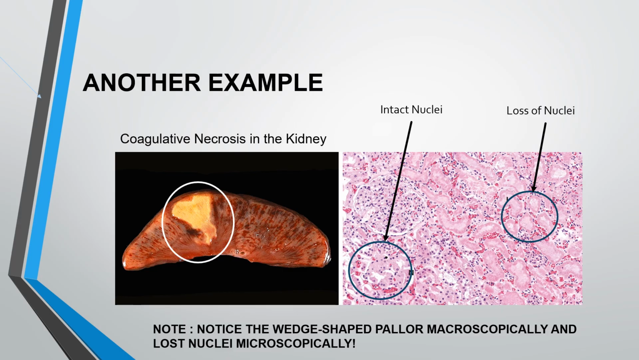What's important is that the tubular architecture is still recognizable, even though the cells are dead. That preservation of structure is the defining feature of coagulative necrosis. Histotech tip: when you see preserved outlines but ghost-like cells with no nuclei, coagulative necrosis should be at the top of your differential.